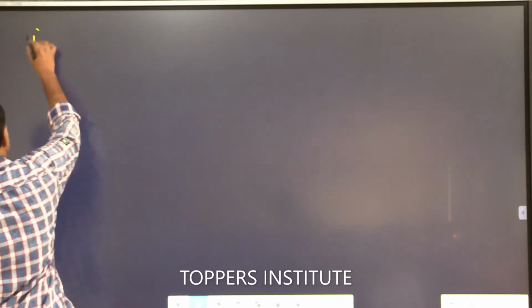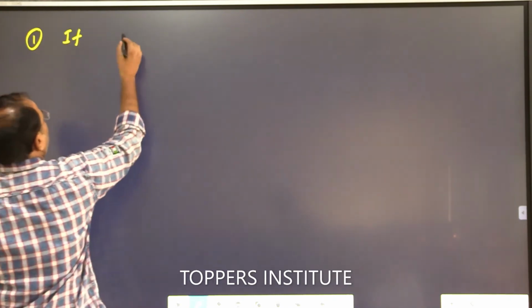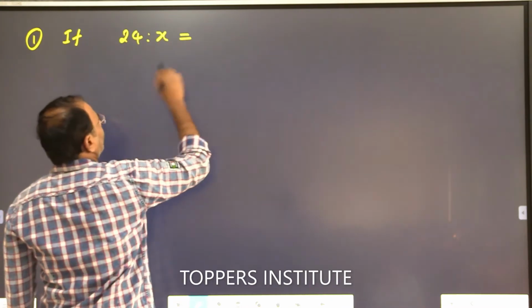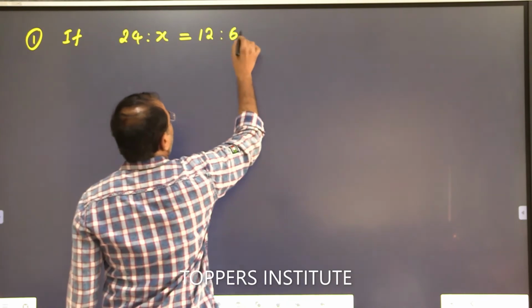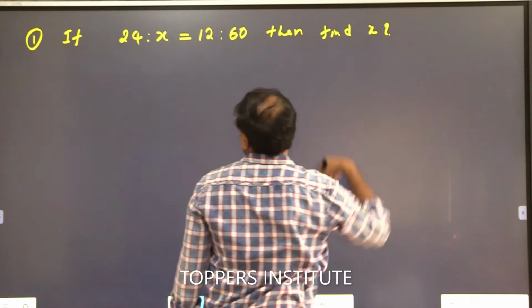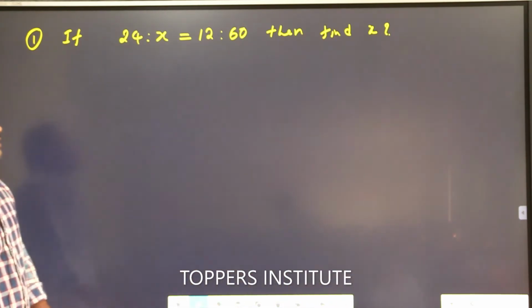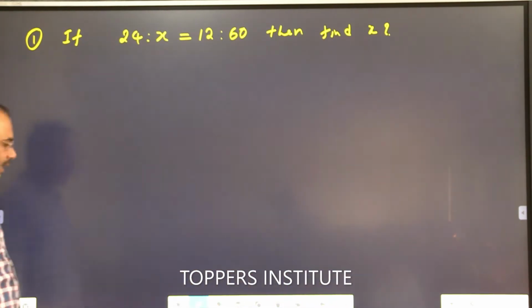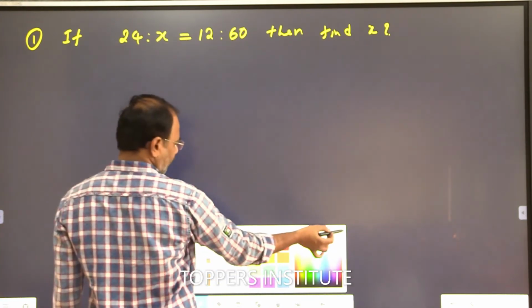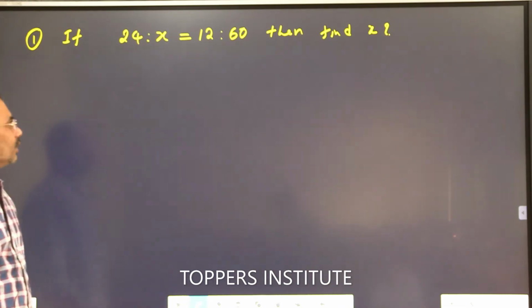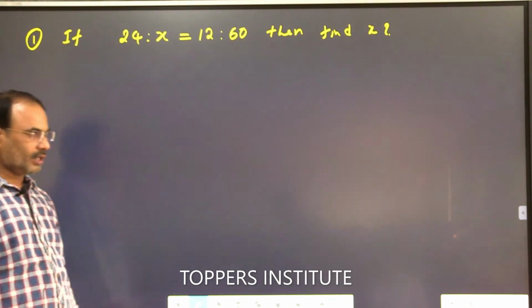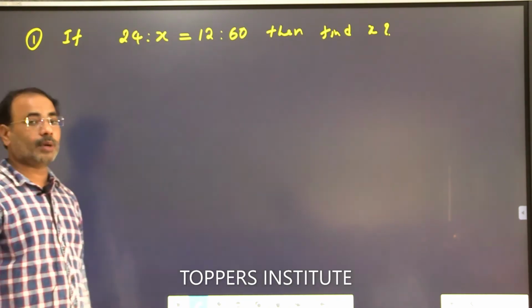సో ఫస్ట్ క్వశ్చన్, if 24 is to x is equal to 12 is to 60, then find x. So two ratios are equal. So if two ratios are equal, then the given four terms 24, x, 12 and 60 are in proportion. If four terms are in proportion, then you can use the proportional theorem.